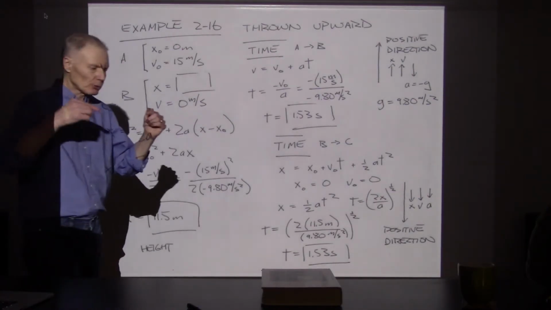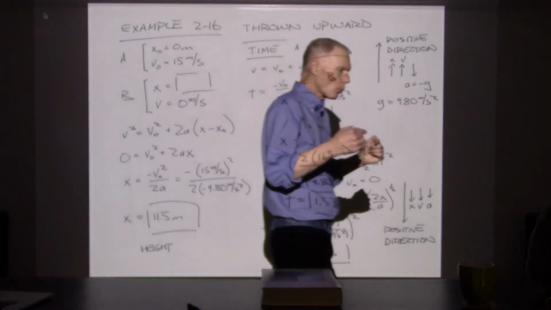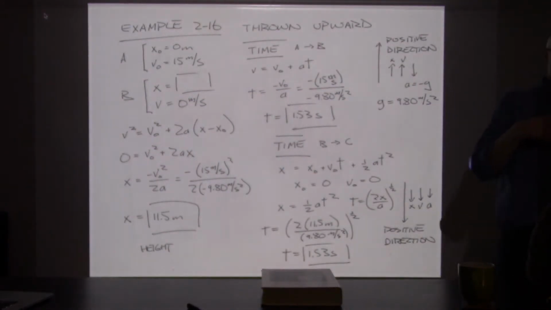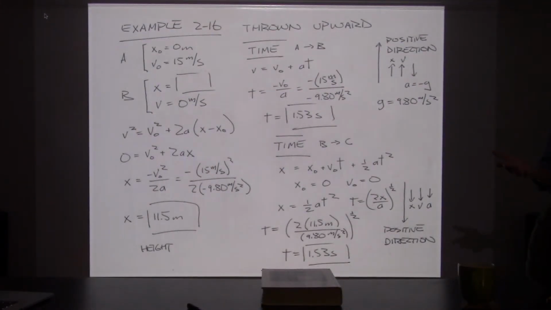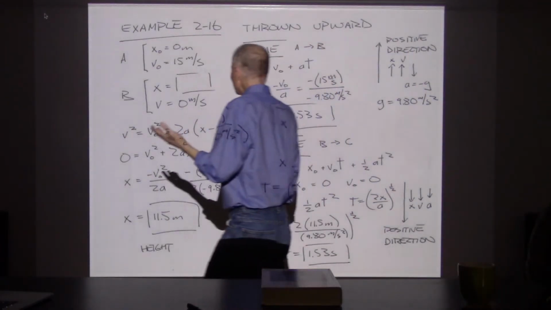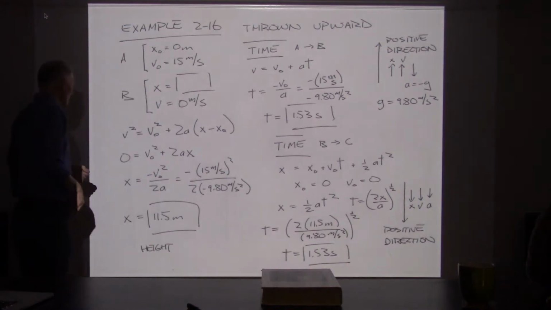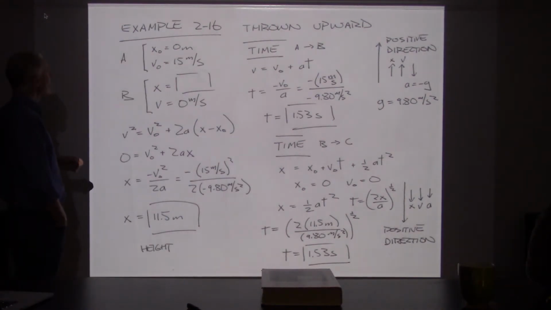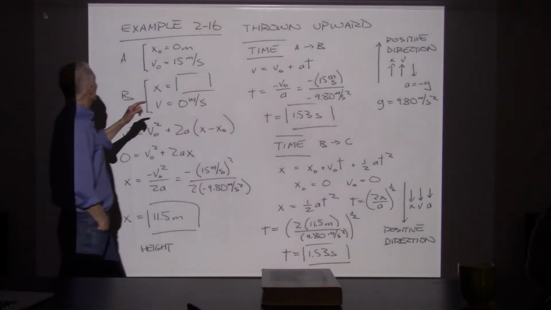There's a trajectory on the way up and there's a trajectory on the way down. We could treat it as one problem, or we could solve for everything on the way up and then solve for everything on the way down. And either approach should work here. So let's see what we've done here.